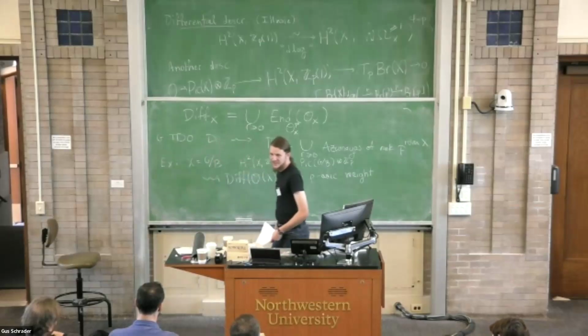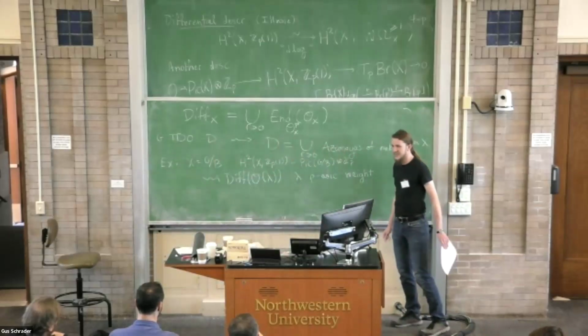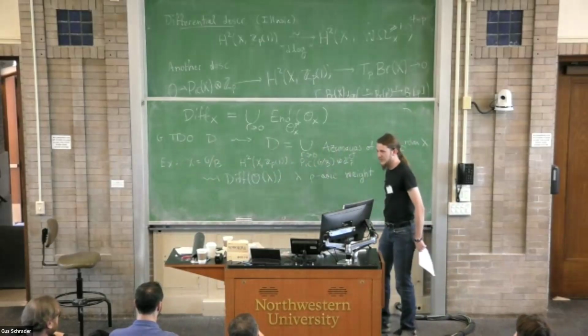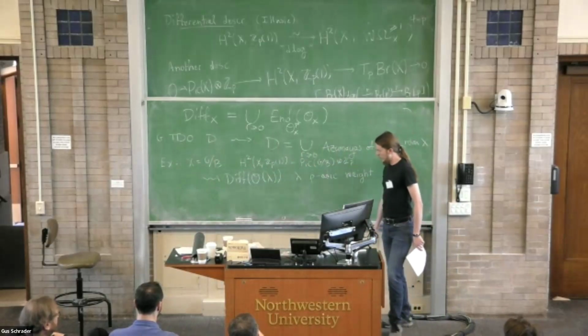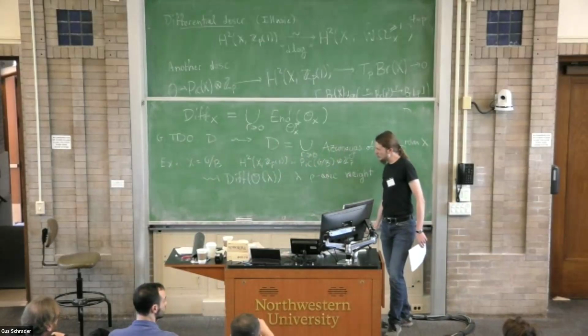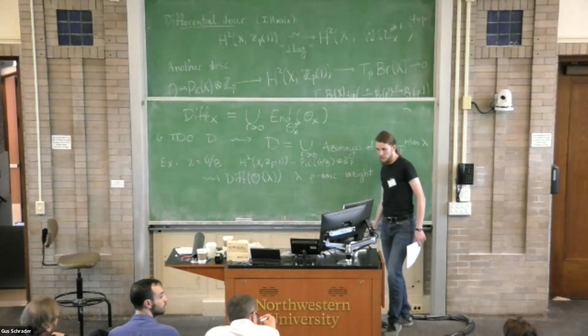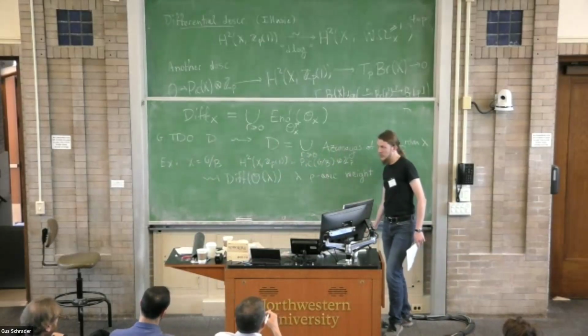So the map from the distribution algebra to this is not surjective, or what happens? Yes, the map from distributions to this is not surjective, even for SL2.